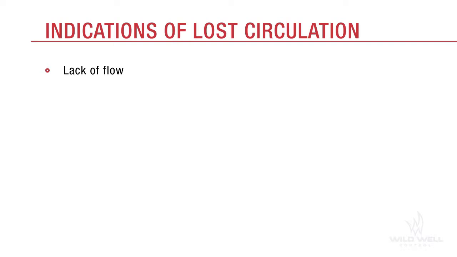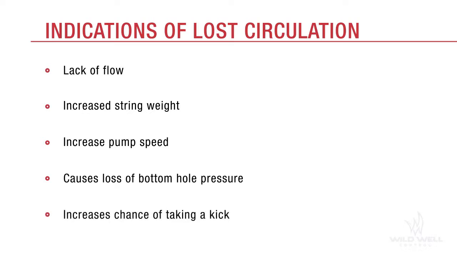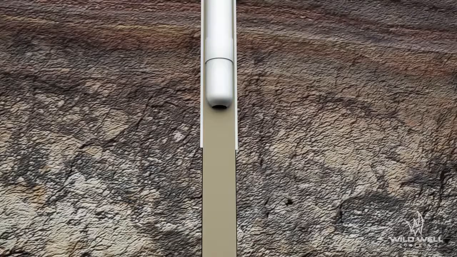Other indications of lost circulation include when the flow indicator decreases to 0, an increase in string weight, or an increase in pump speed if the rig is not equipped with constant speed pumps. This situation causes a reduction in the true vertical height of the hydrostatic column and a loss of bottom hole pressure. When lost circulation occurs, the possibility of taking a kick is increased.